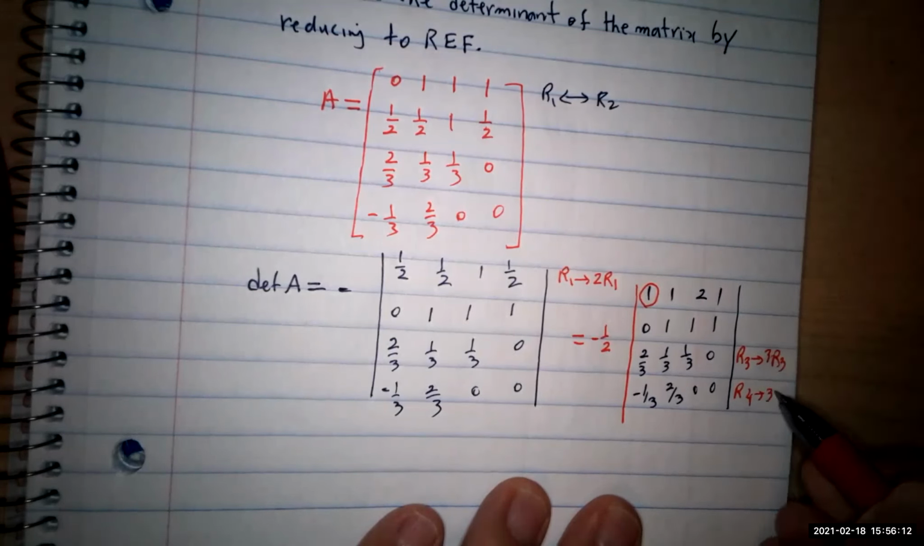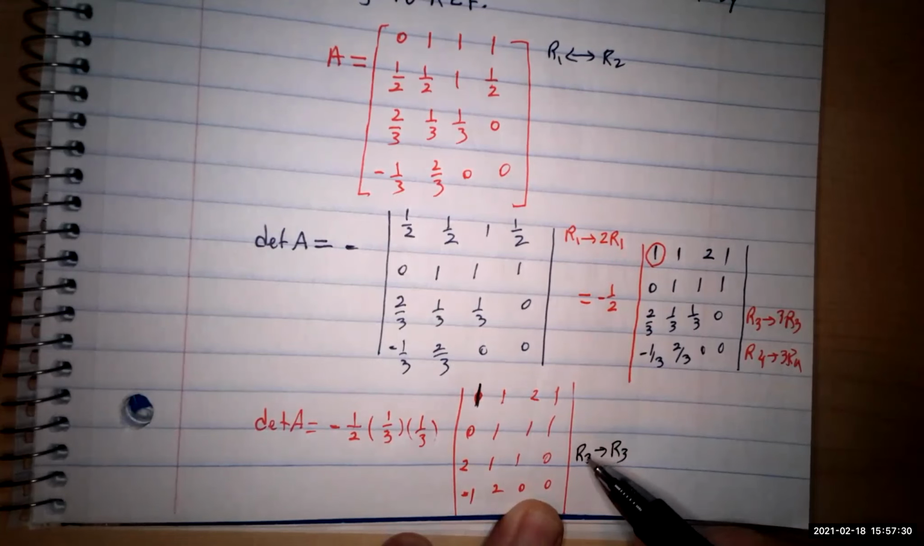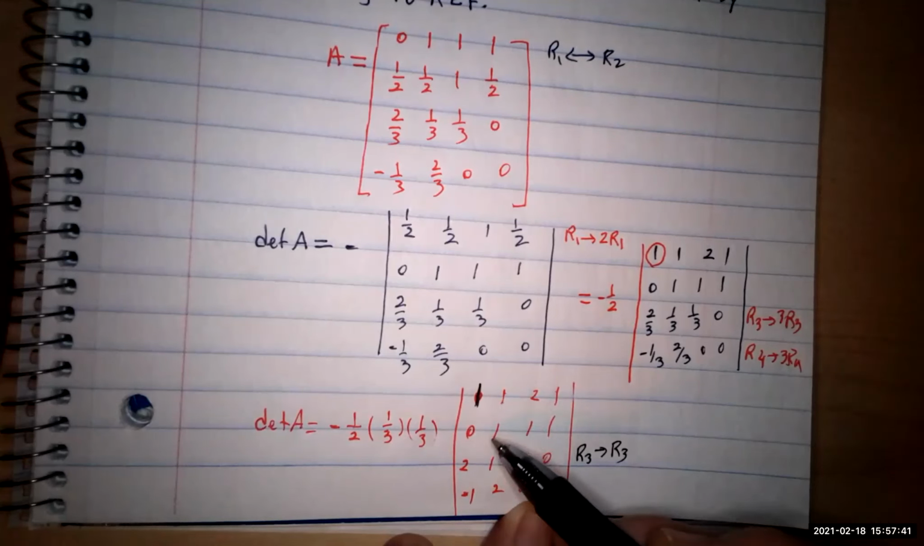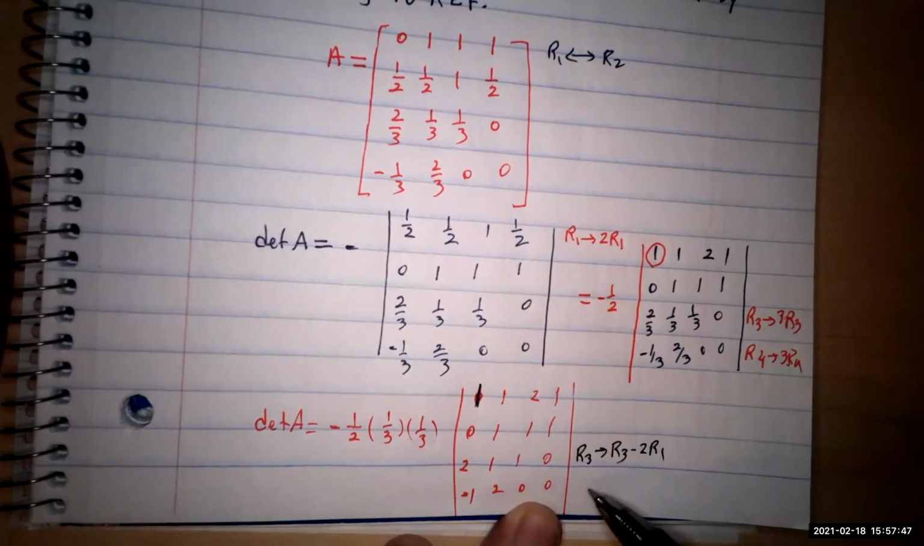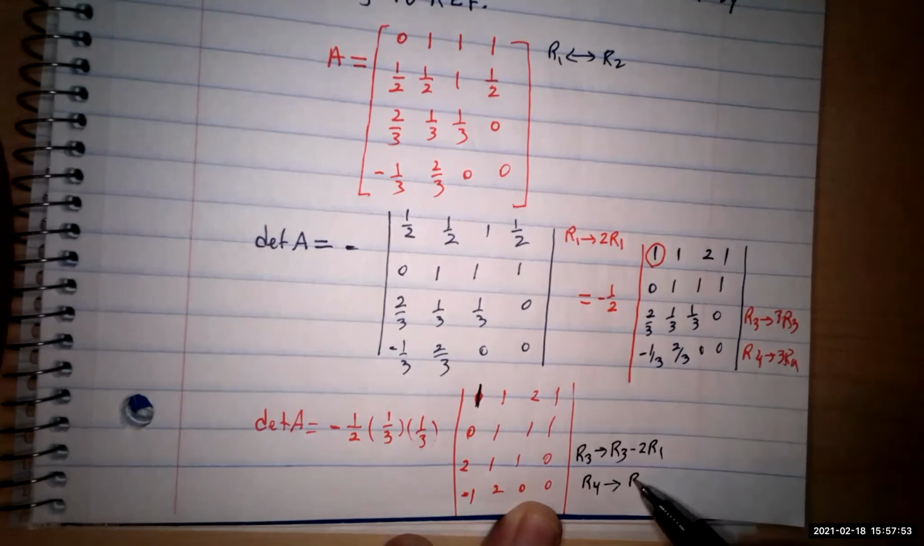Sorry, this is 1, the leading 1. You know that you have to make these zeros to get the row echelon form. To make this one 0, this is R3, so you change it into R3 minus 2R1, to get rid of this one. And to make this one equal to 0, that's going to be R4, so we can add it to the first one.